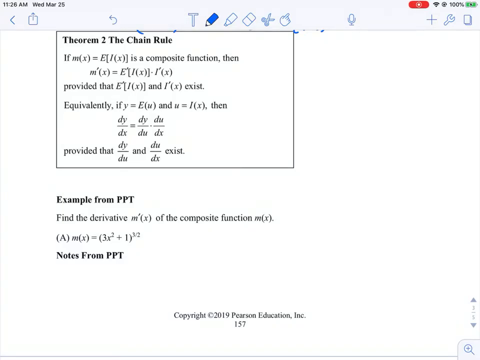Okay, part 2 of 3 for the chain rule is actually going to get into the chain rule. We sort of did that with the general power rule, but this will go into our other functions. So the chain rule basically states that you take the derivative of what's outside times the derivative of what's inside.